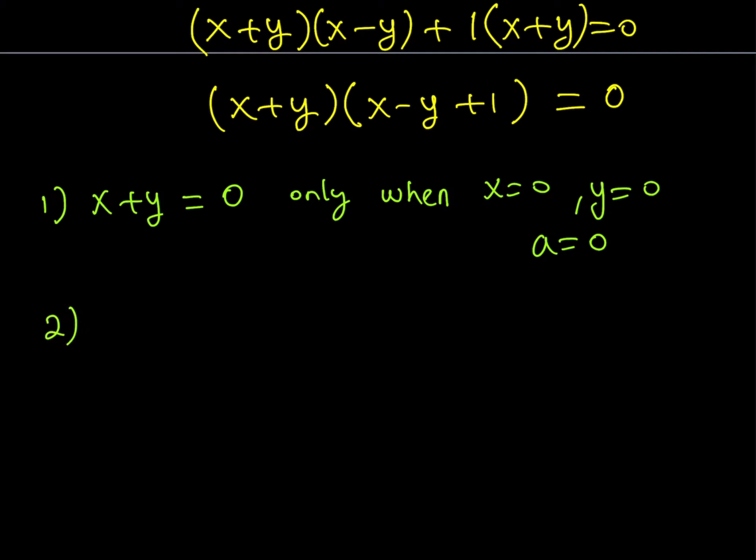The second branch comes from this one. So if you set that equal to 0, which means that x minus y plus 1 is equal to 0, which also means that y is equal to x plus 1. Okay, now, what is that supposed to mean?